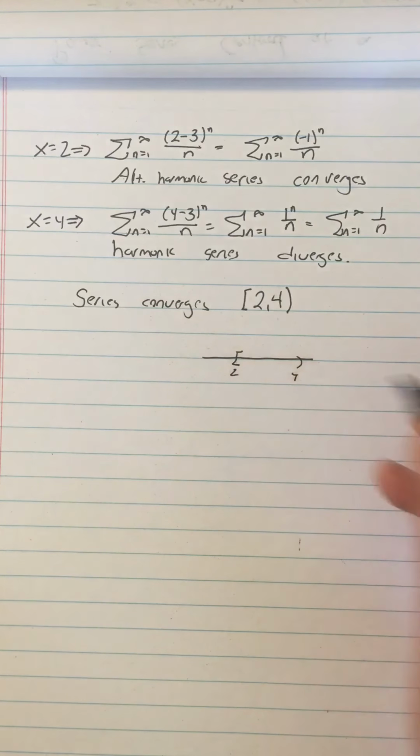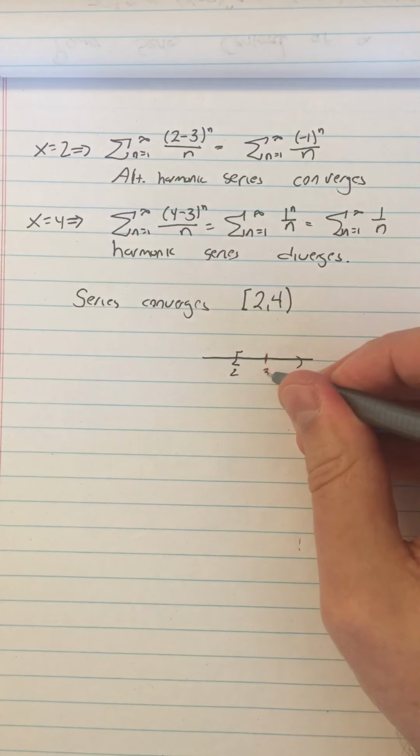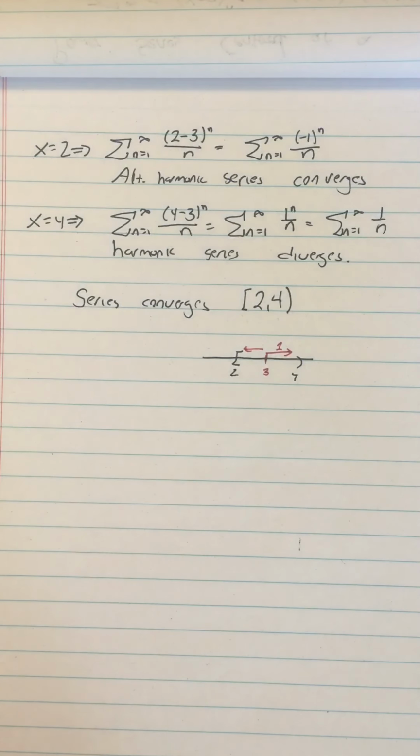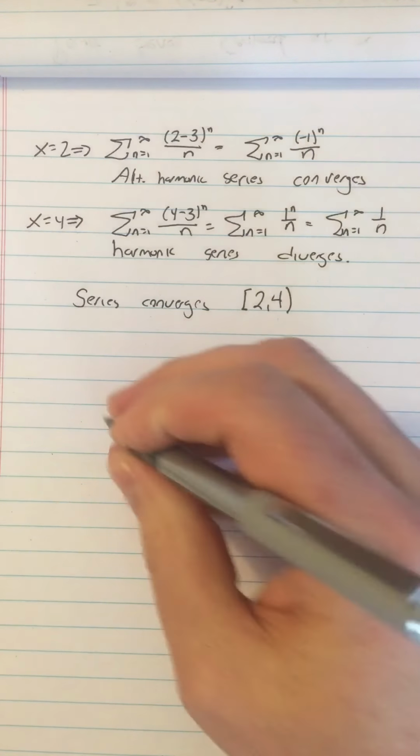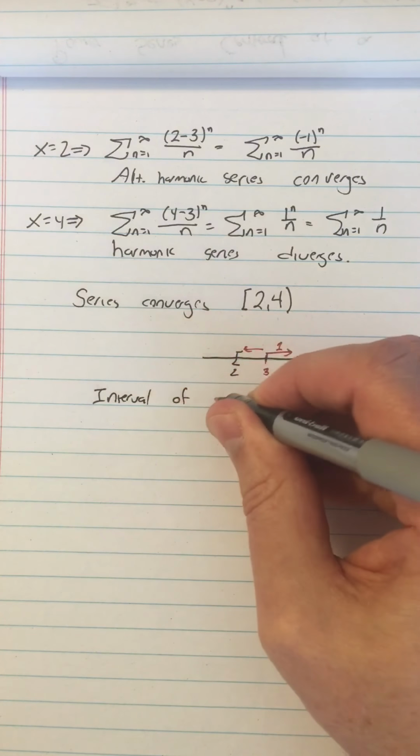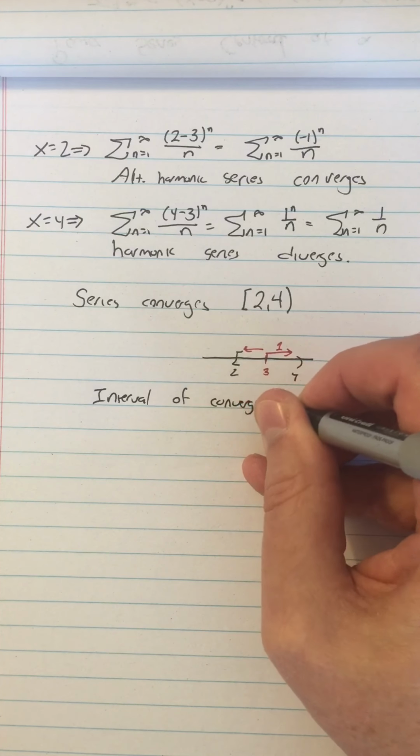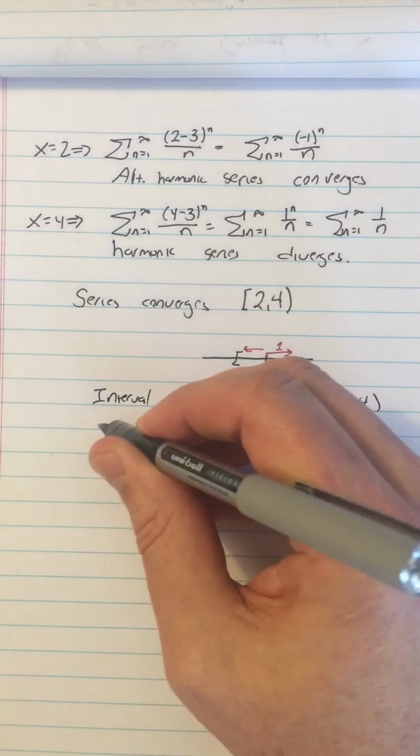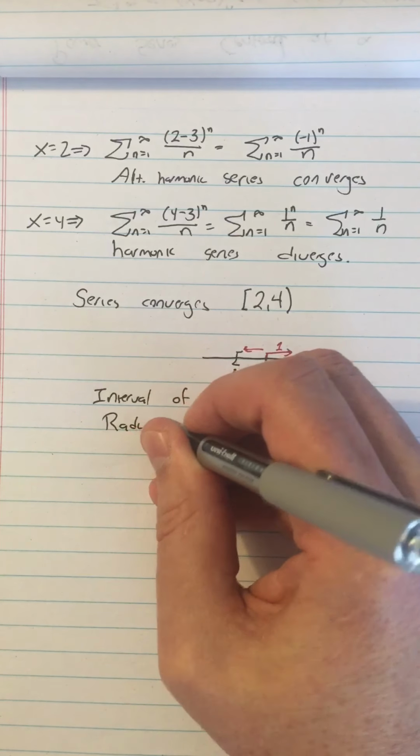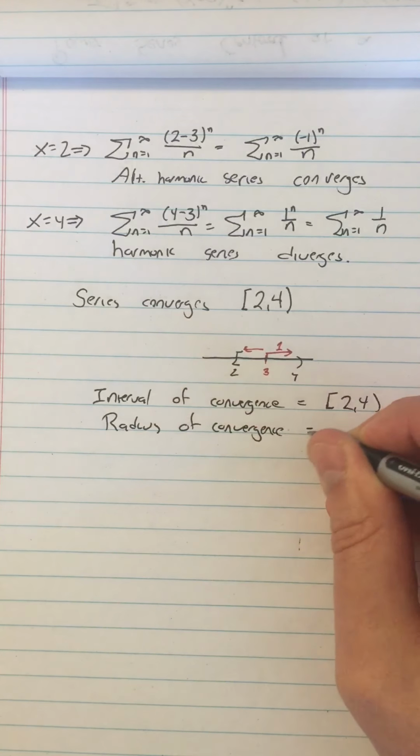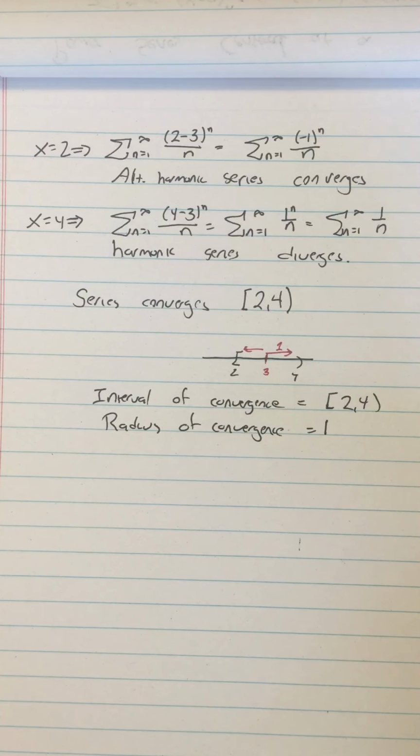We're going to think of the interval from 2 to 4 as being centered on the number 3, which is in between them. So if I go out 1 in either direction, what we call that is the radius of convergence. So we say that the interval of convergence is 2 to 4, and the radius of convergence is 1. And we will talk more about these as we go along.